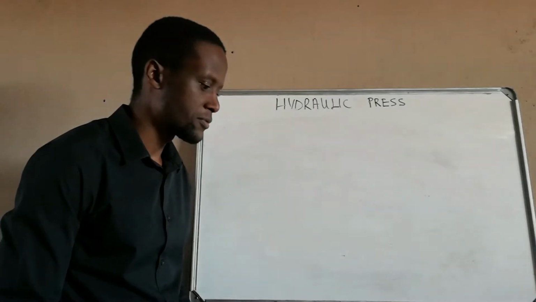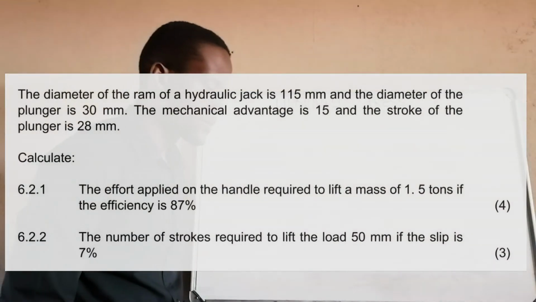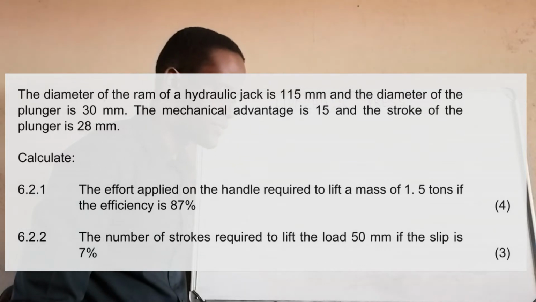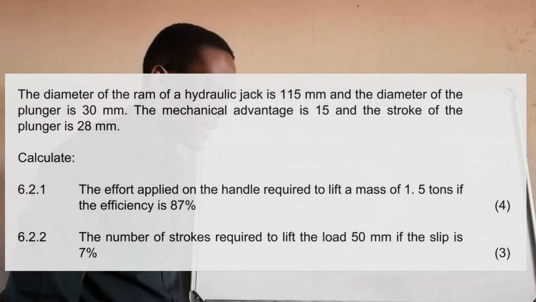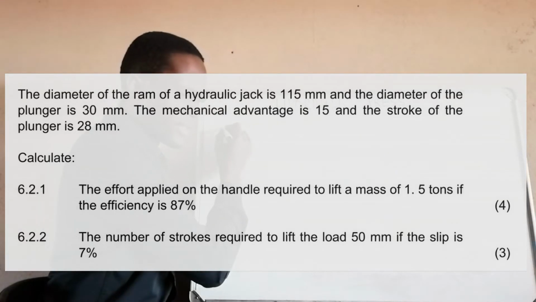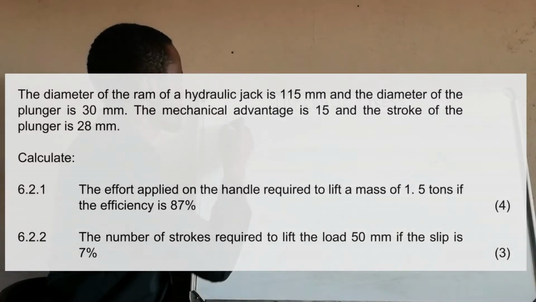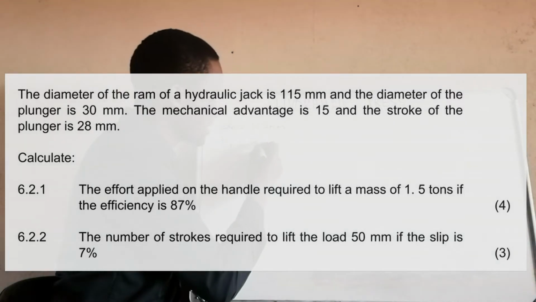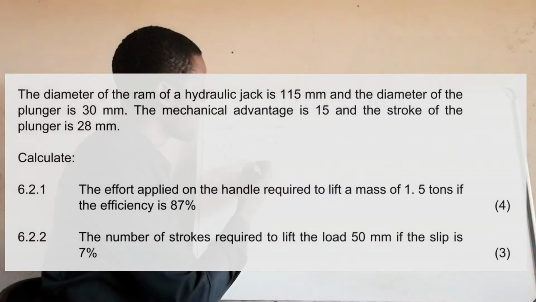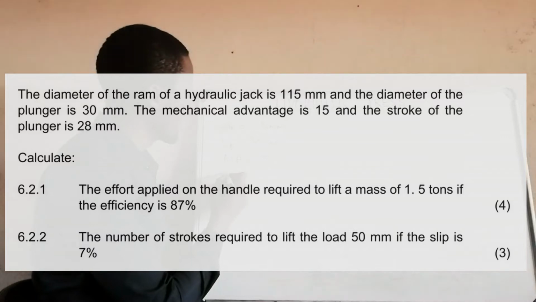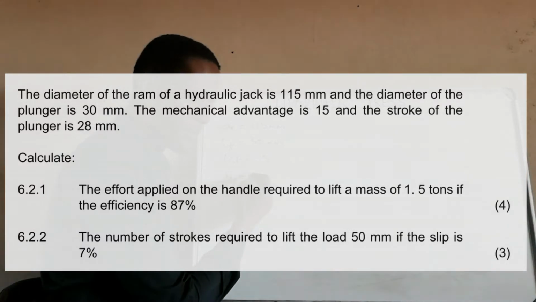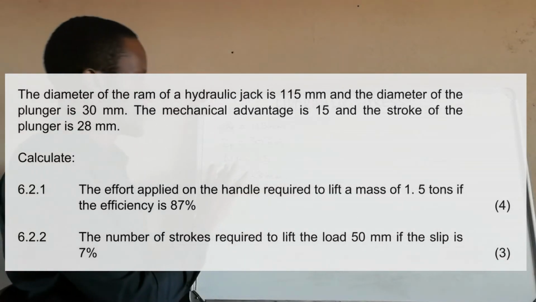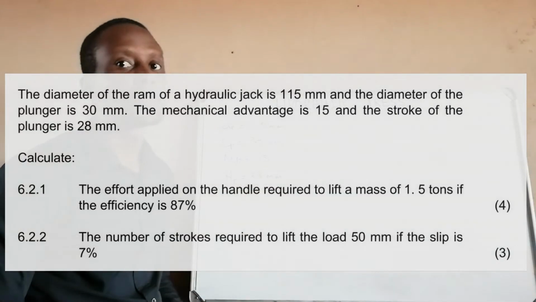Now for the final practice question in this video, the question reads as follows. The diameter of the ram of a hydraulic jack is 115 millimeters and the diameter of the plunger is 30 millimeters. The mechanical advantage is 15 and the stroke of the plunger is 28. So this is what we have: the diameter of the ram is 115 millimeters, diameter of the plunger is 30, the mechanical advantage is 15 and the stroke length of the plunger is 28 millimeters. Like we said, mechanical advantage is just a number, with no units.